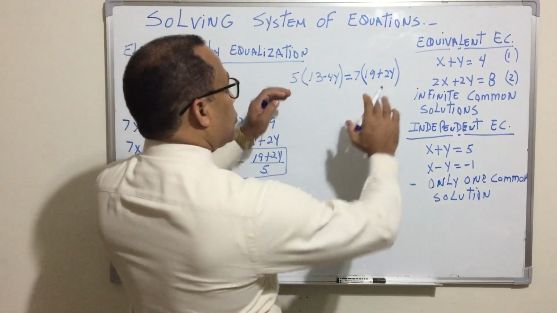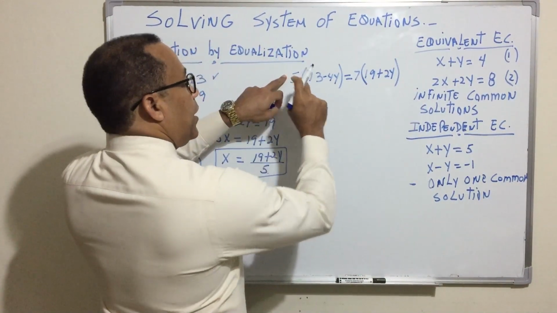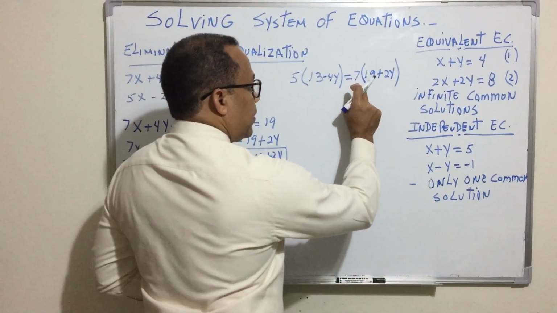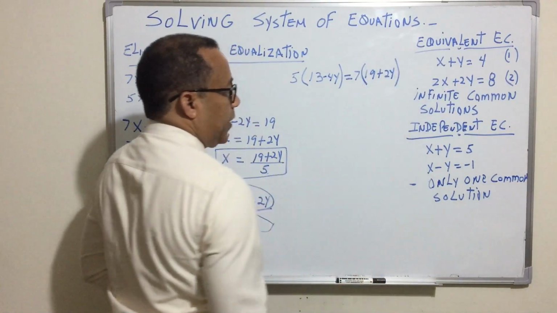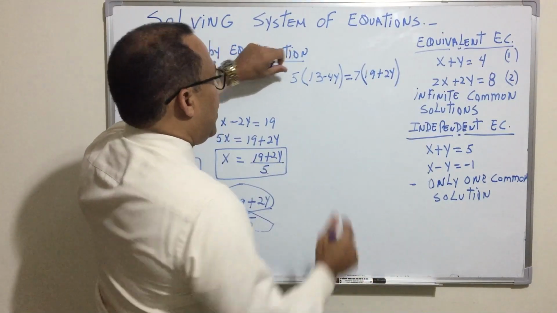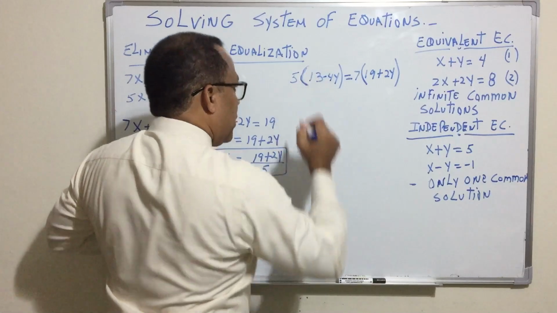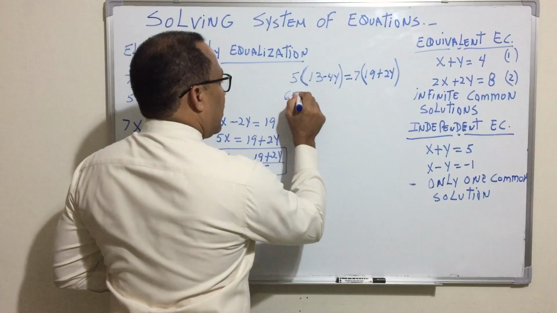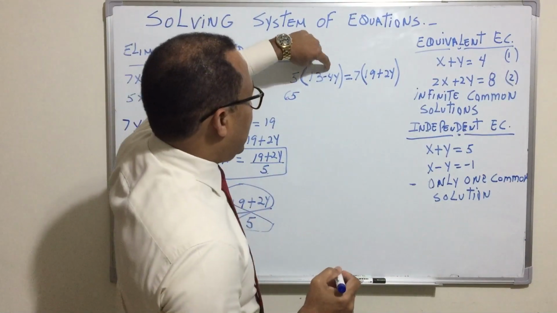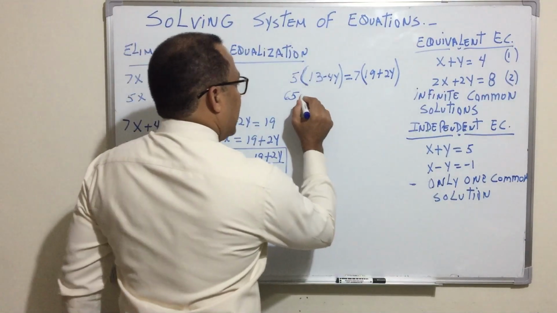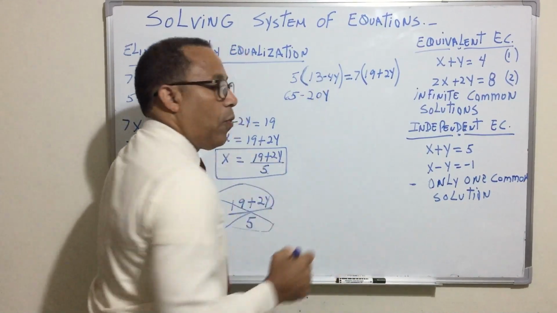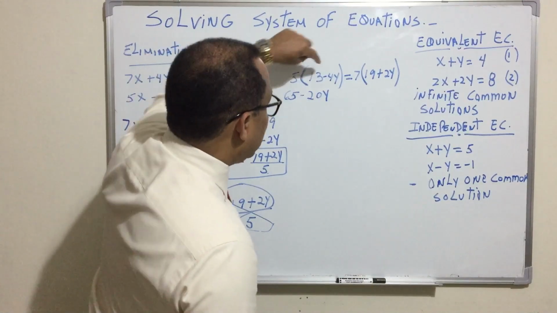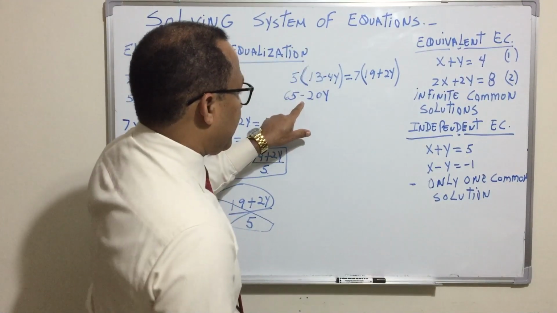And then we just multiply this term times each one of the terms inside the parentheses, as well as this term times the two terms inside the parentheses. So I'm multiplying 5 times 13, which is 65. 5 times negative 4y is negative 20y. Why negative? Because positive times negative is negative.